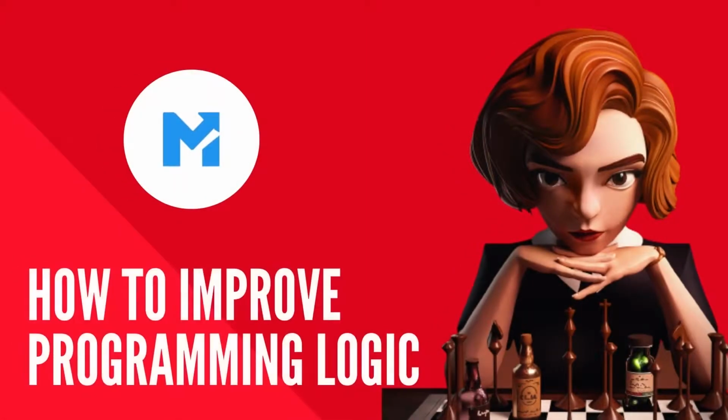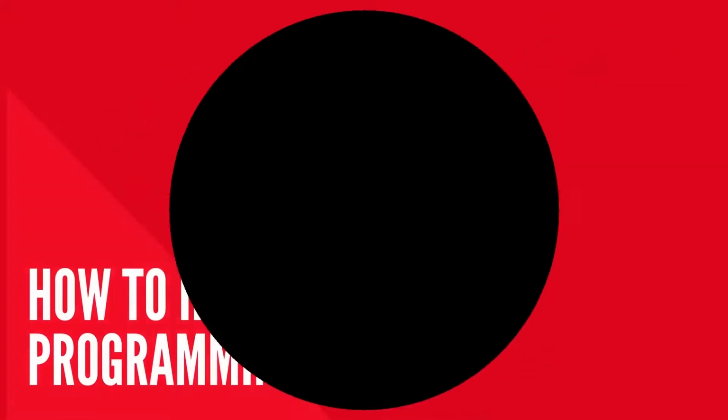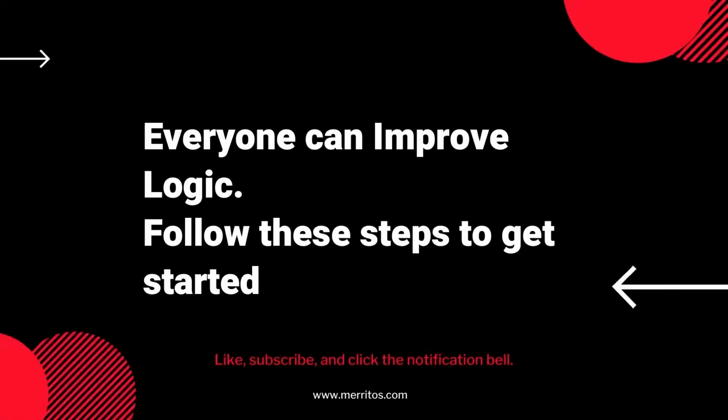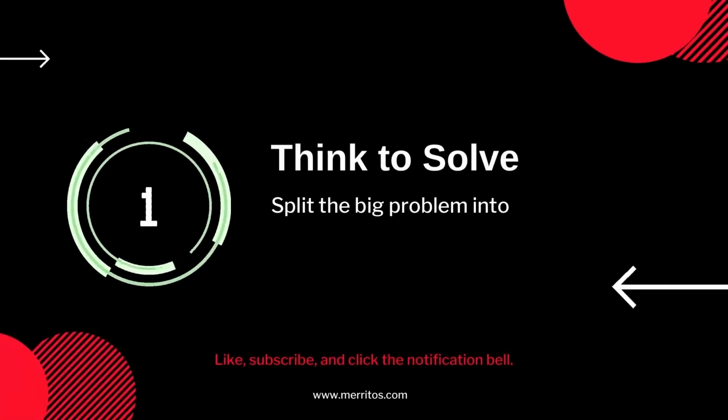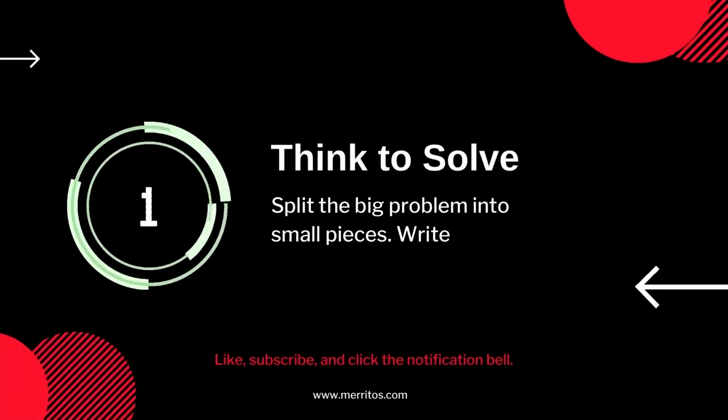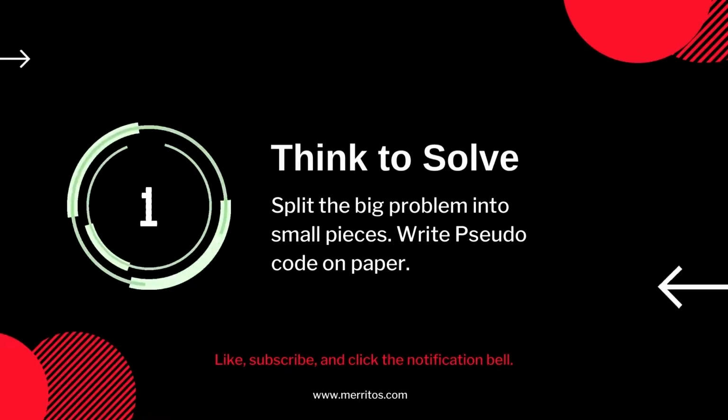How to improve programming logic? Everyone can improve logic. Follow these steps to get started. 1. Think to solve. Split the big problem into small pieces. Write pseudocode on paper.